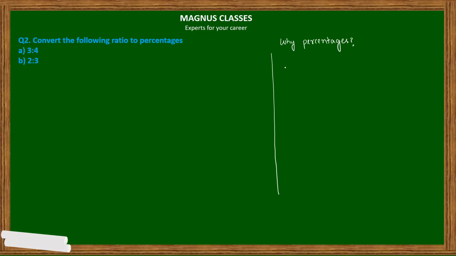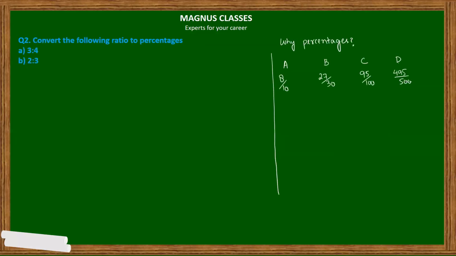So if we have 4 students in the class, one is A, another one is B, another one is C, and the fourth one is D. Let's suppose A scored 8 out of 10. B scored 27 out of 30. C scored 95 out of 100. And this one scored 495 divided by 500.